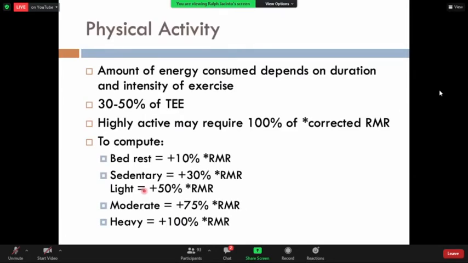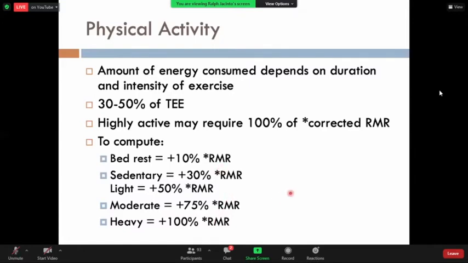Another thing is the amount of energy that we need for our physical activities. This is approximately 30 to 50% of our total energy expenditure. To compute it, depending on the physical activity, we just add 10%, 30%, 50%, 75%, or 100% of our calculated resting metabolic rate to our resting metabolic rate.